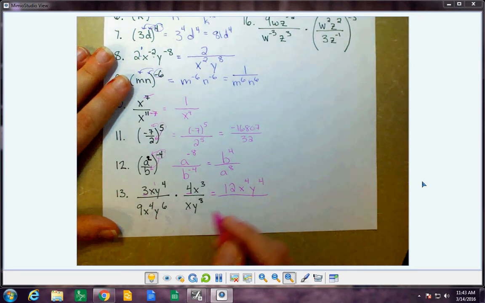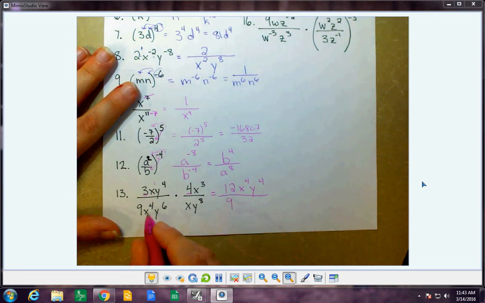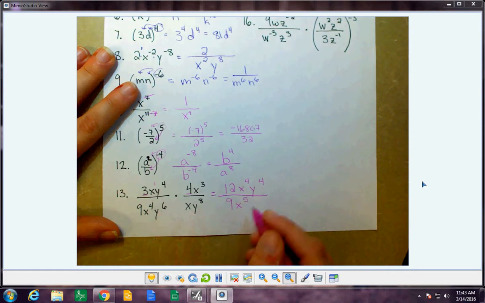Alright, 9, and there's no 9 here, so that stays in 9. X to the fourth, and 1x there is x to the fifth. Y to the sixth and y to the eighth, add those together to get y to the 14.